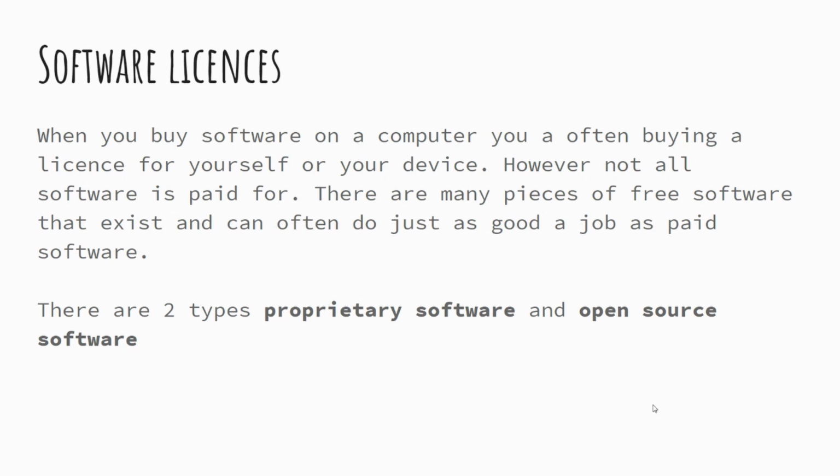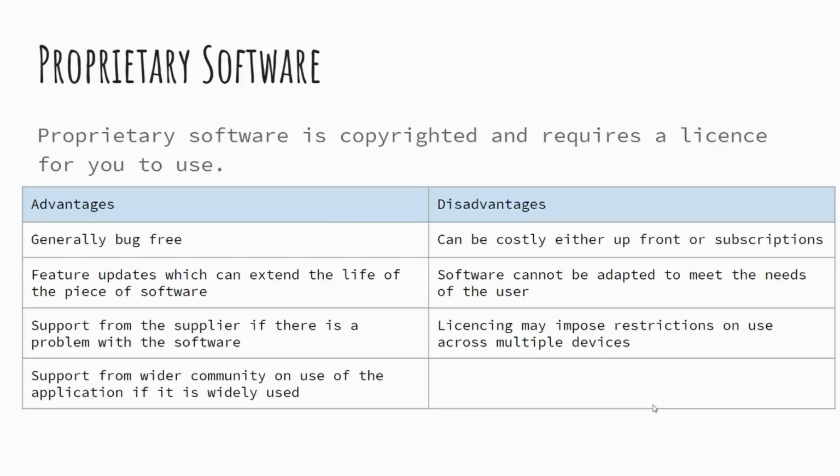Not all software has this same structure of licensing. And it's not always the case that you're going to pay for software. There's lots and lots of software out there that is freely available, which can quite often do just as good a job as something you might pay for. And there are two main types. We've got proprietary software and open source software. And we'll look at the two types side by side.